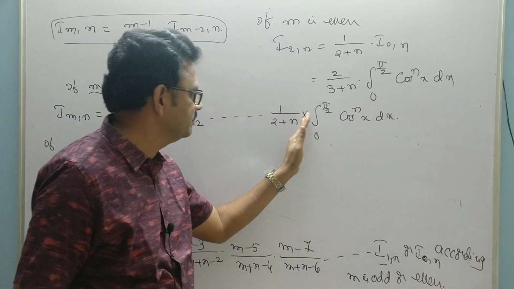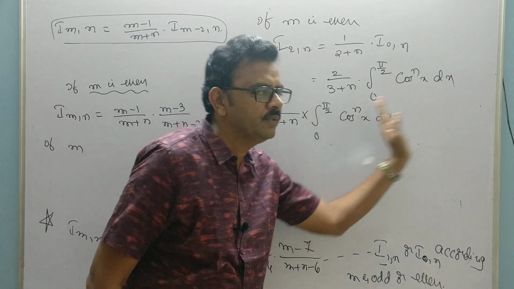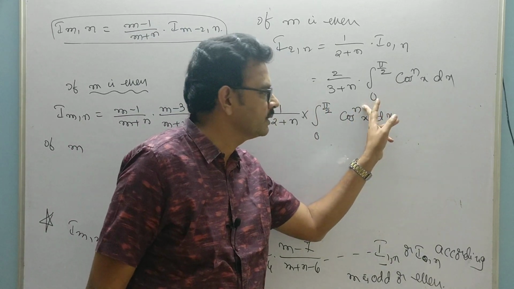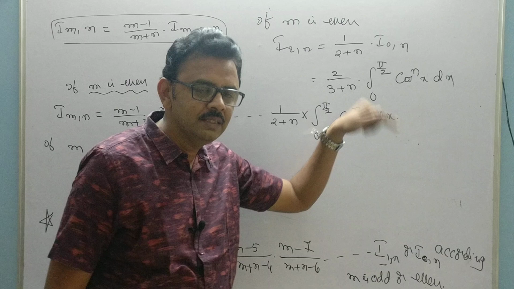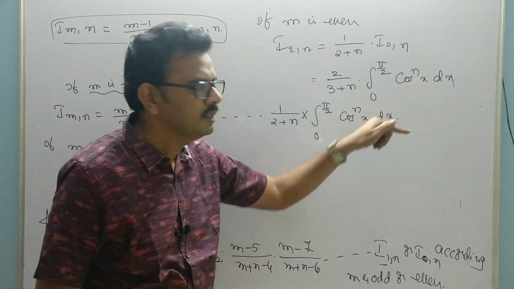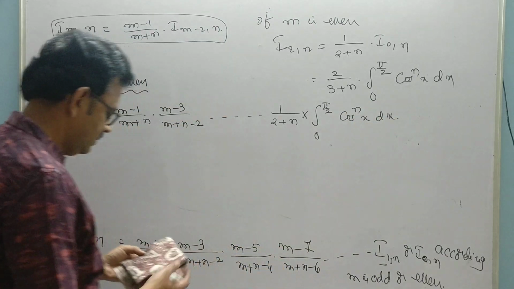Up to this is the same. Now for this you have to write different expansions, depending on n. If n is even, one expansion. If n is odd, another expansion. Now you can write in detail.